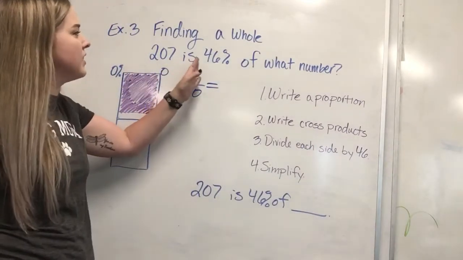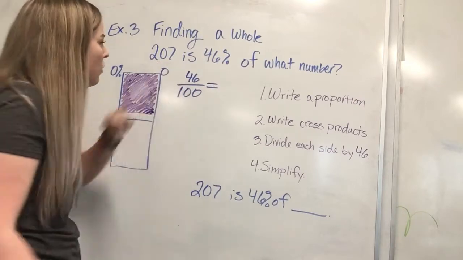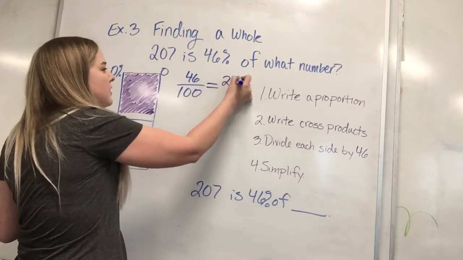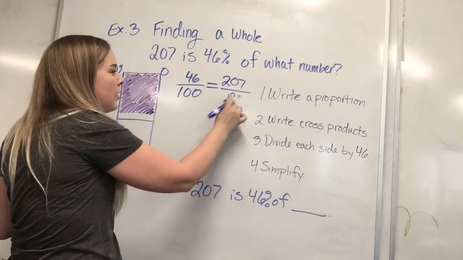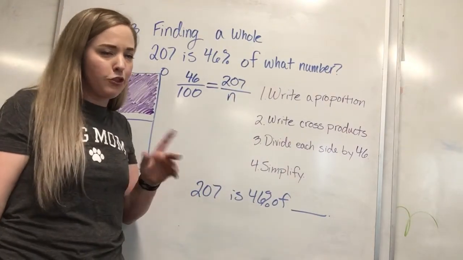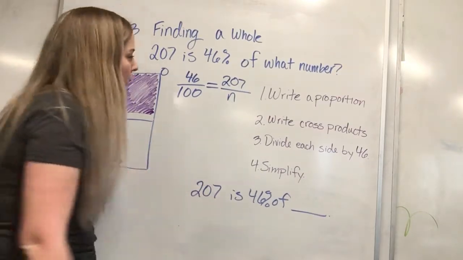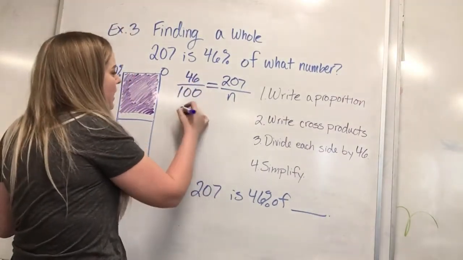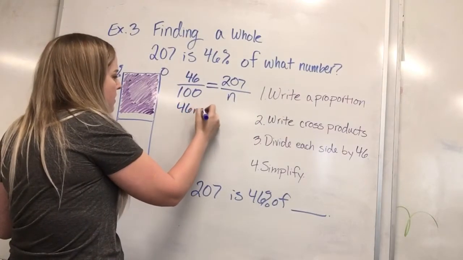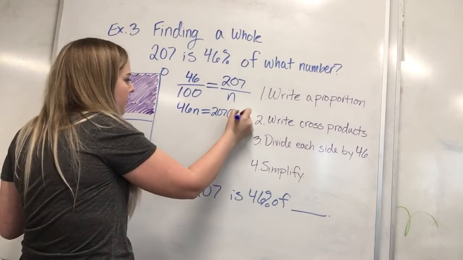So 207 is 46%, or is what part of what number? So 207 is going to go on the top because it's the part of the whole, and we do not know the whole, so we're going to make it n, our variable. Okay? So we're going to write the cross products, same steps as before. So we got 46 and n, we know it's 46n, and then we have 207 times 100.